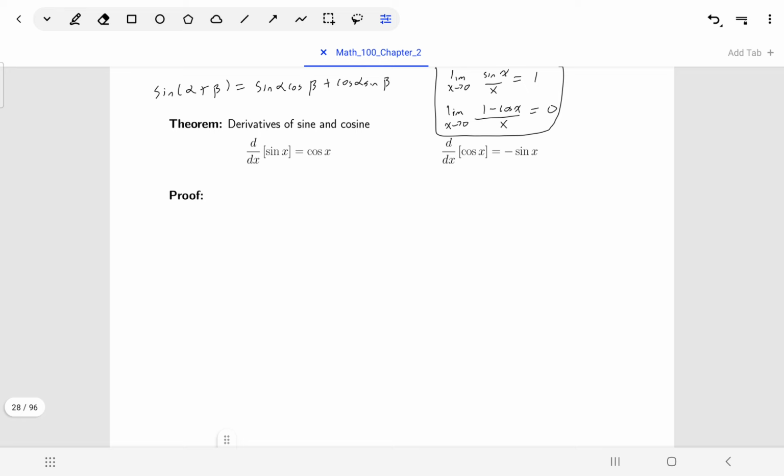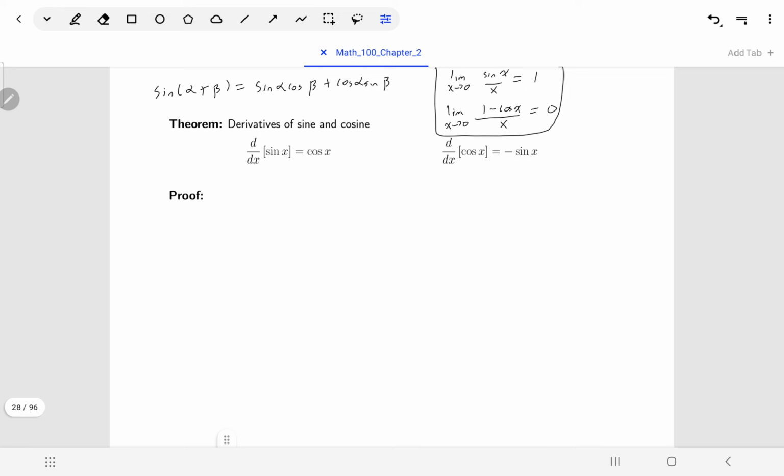Welcome back. We're going to introduce two new derivative rules. One is the derivative for the sine function. The derivative of sine is just cosine. And the derivative of the cosine function: the derivative of cosine is negative sine.